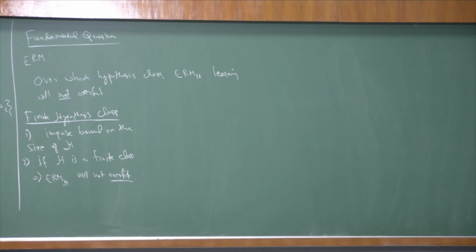So it may happen that you restrict your class so much that, let's say it was supposed to be fitted by a cubic, but then you restricted your class up to quadratic, okay. So in that case it may underfit also, okay. So at least for the moment we are proving an upper bound, okay.